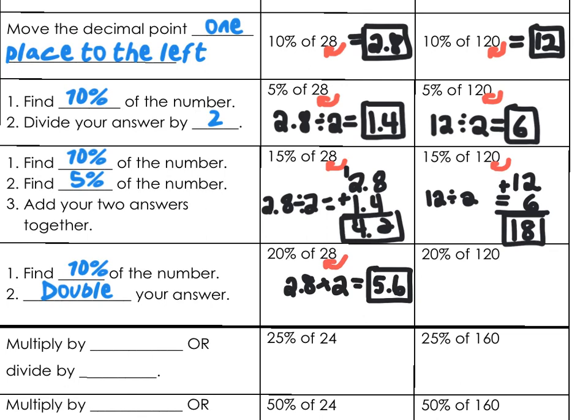Again, with example 2, find 10% first. Okay, so 10% of 120 is 12. Okay, and then you double it. 12 times 2, that's 24. So 20% of 120 is 24.